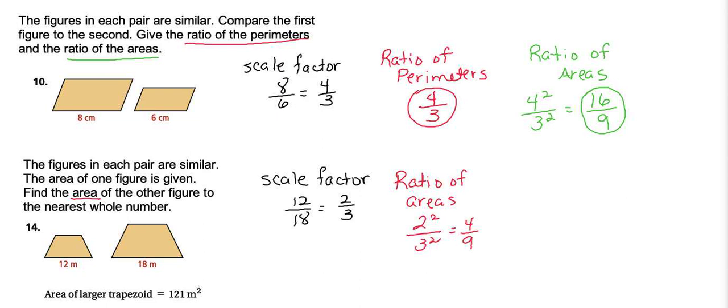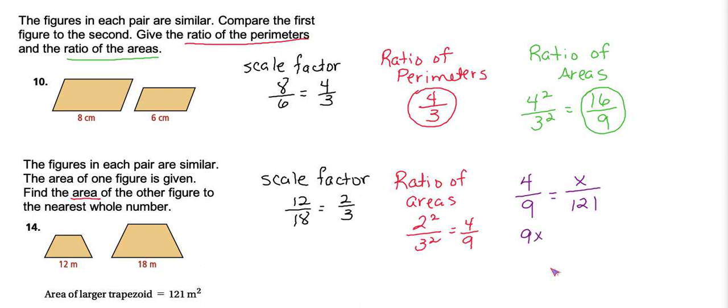Now I can use that to write a proportion to solve for the area of the smaller figure, since we know the area of the larger figure is 121 square meters. So let's write a proportion. 4 is to 9. That's the ratio of the areas of the smaller to the larger. So since we're looking for the smaller, we'll put x in the numerator, and the larger is given to be 121.